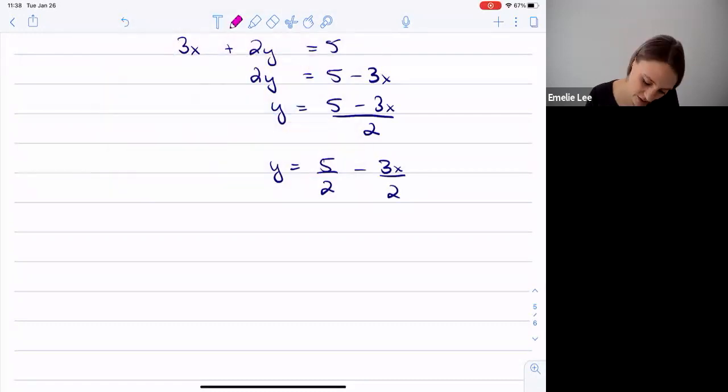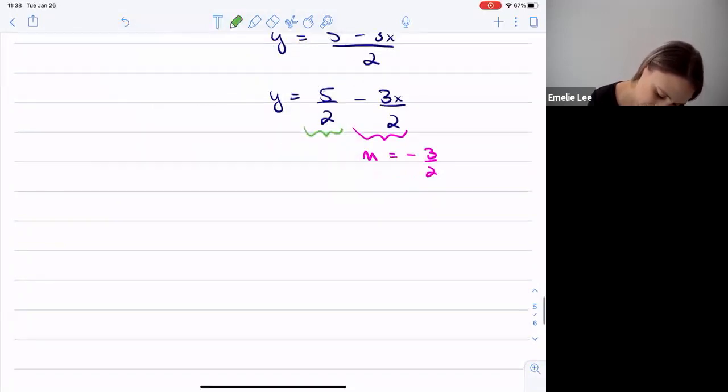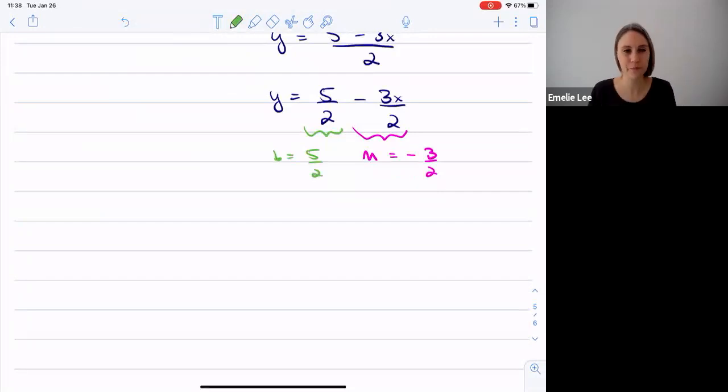So now here, my slope, m, is negative 3 over 2. And my y-intercept is 5 over 2. So already I have a general idea of what this thing looks like, right? 5 divided by 2 is 2.5.